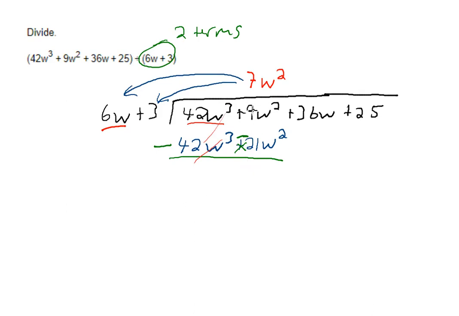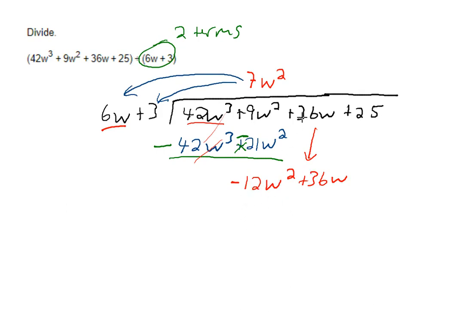What's left over here is 9 minus 21, which will be negative 12w squared, right? You're combining like terms, the variable part stays the same. And this time it's a negative that's left over. And so that's what we're left over to deal with for the next round. To start the next round, we'll go ahead and bring the next term down, which is the plus 36w. And you basically just repeat the process we just went through. What do I multiply to 6w to match the first term here, which is negative 12w squared?